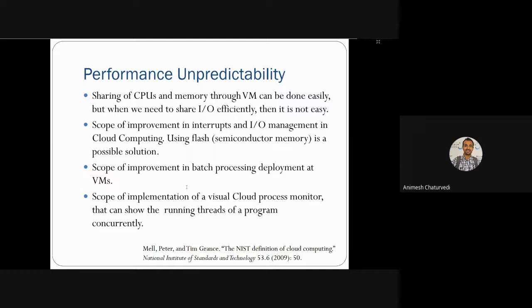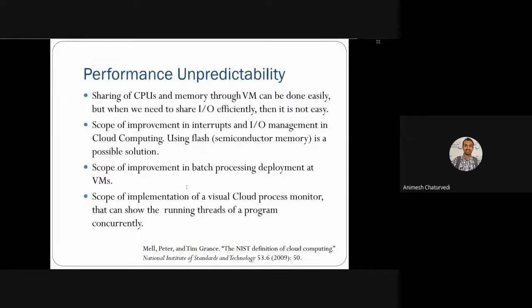Then the scope of improvement is in interrupt and IO management. As I told you, there is a chance of improvement of productivity when you have better interrupt, meaning cursor movement and putting some data, shifting the data to a remote machine, and wanting output from that remote machine. So that improvement could be possible. How could it be done? When you use flash memory, meaning semiconductor memory, then it will work a little faster.